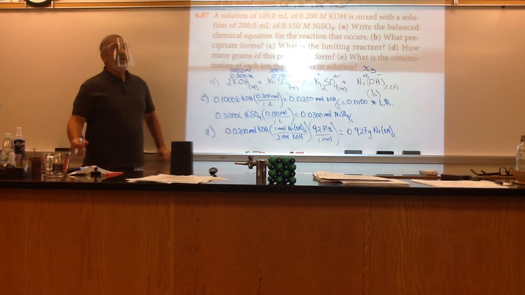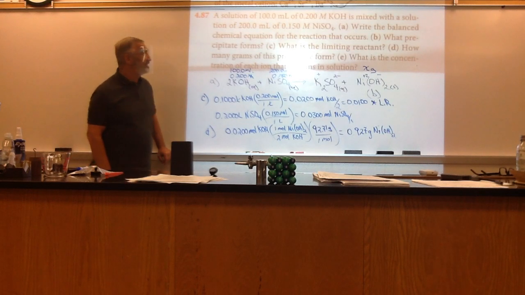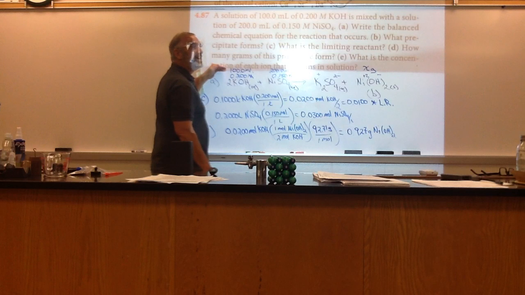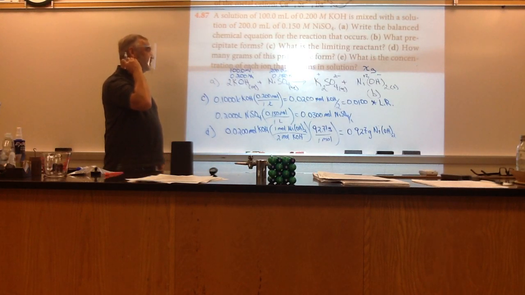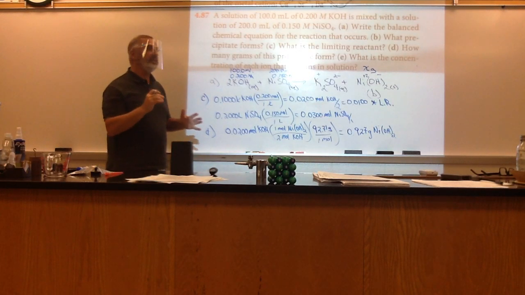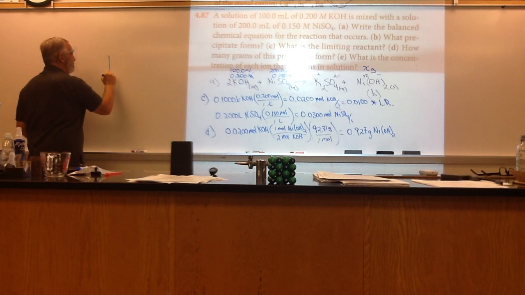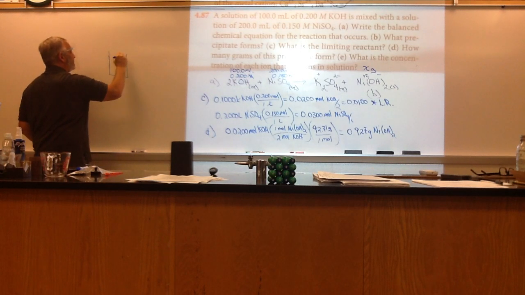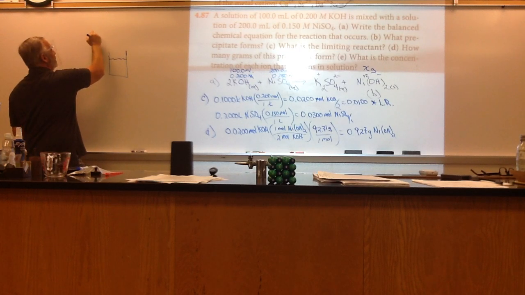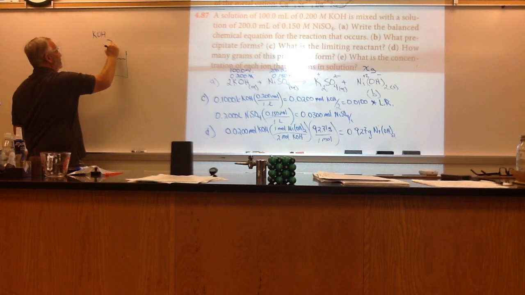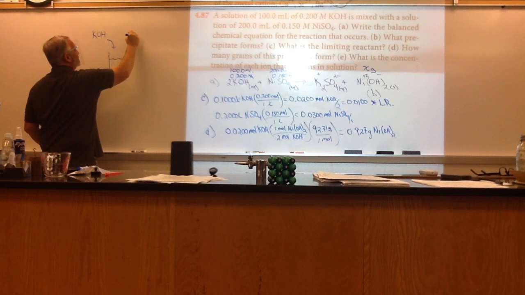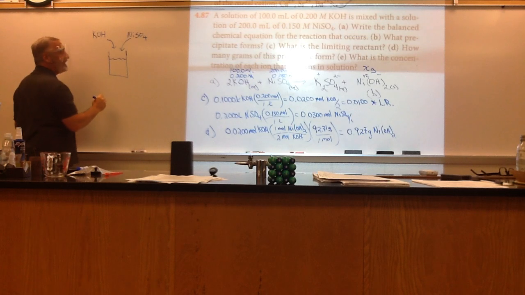So that was the part that you guys were fairly comfortable with, but the one that everybody was asking me about then is, okay, well, how do I find the concentration of each ion that remains? Well, let's talk about what's going to be in my beaker when I mix these things together. Okay? So I'm going to put KOH in, and I'm going to put nickel sulfate in. And it's going to make K2SO4.